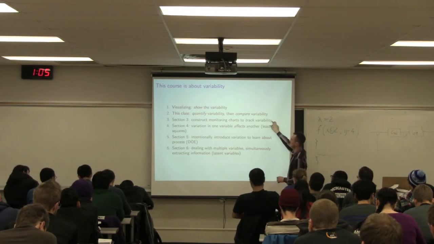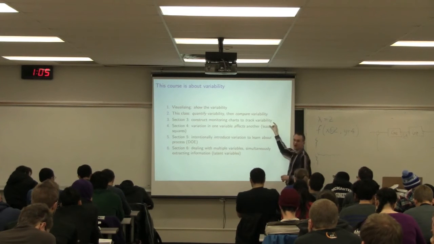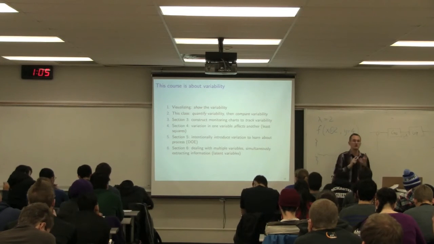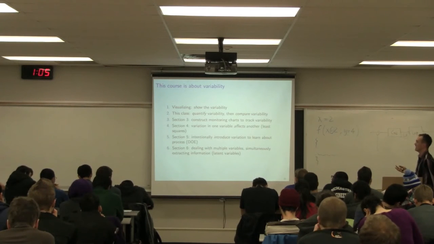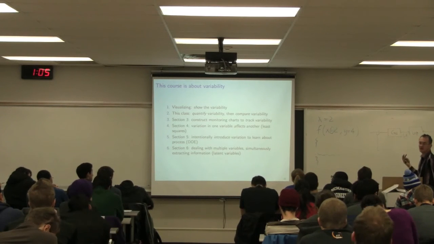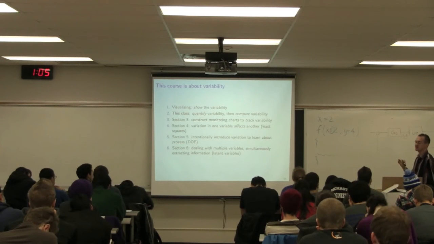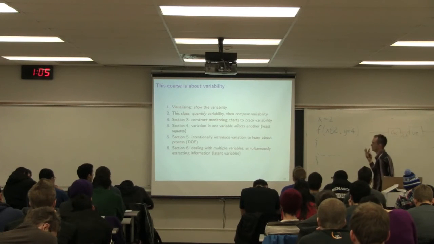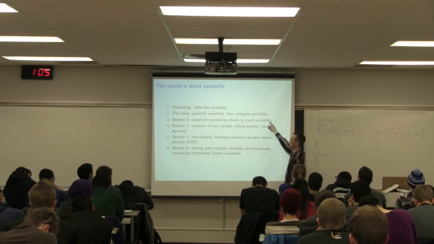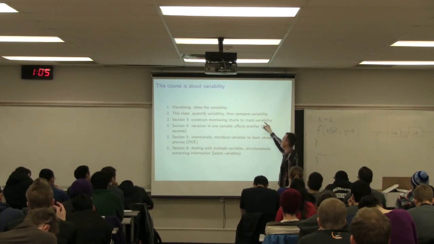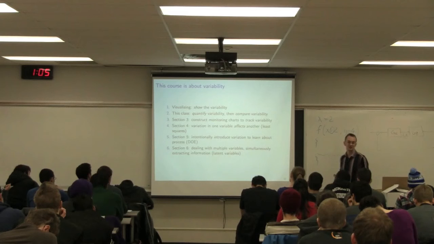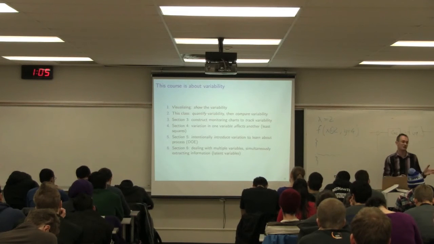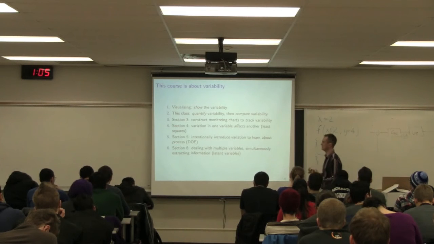The section after that is on monitoring charts to track variability in our process. Can we monitor our process to see where the variability is? Can we react to that? If we see variability coming in, I can stop or slow things down to fix the problem before it leads to a problem for my customers. So can I track the variability in my process? The fourth section, on regression analysis, is relating variability in one variable to another, creating that link between two variables.